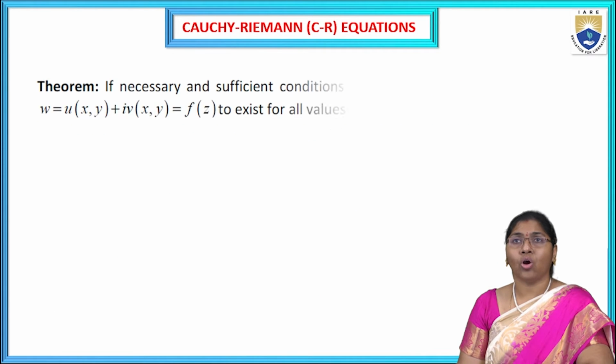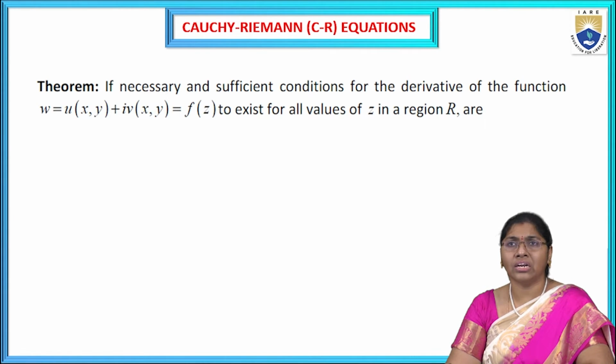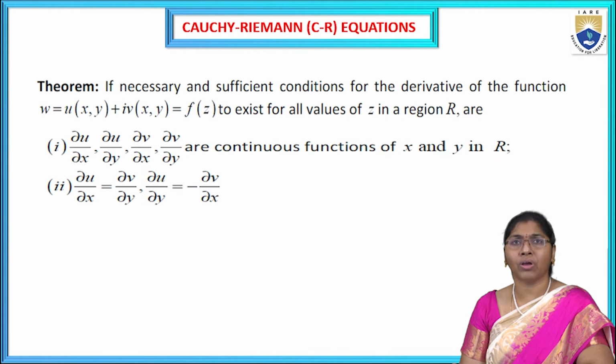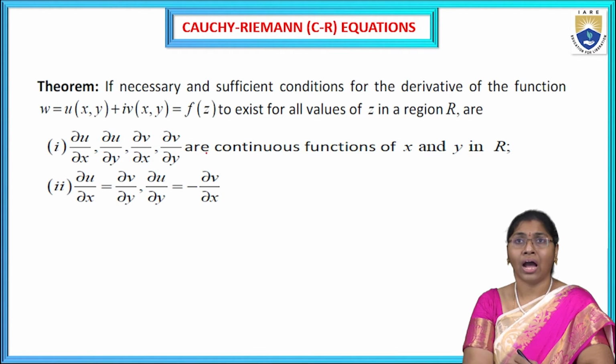Next method is Cauchy-Riemann equations, otherwise CR equations. The theorem: the necessary and sufficient conditions for the derivative of the function w equal to u of x comma y plus i into v of x comma y equal to f of z to exist for all values of z in a region R are, the first condition, that ∂u/∂x, ∂u/∂y, ∂v/∂x, ∂v/∂y are continuous functions of x and y in R.